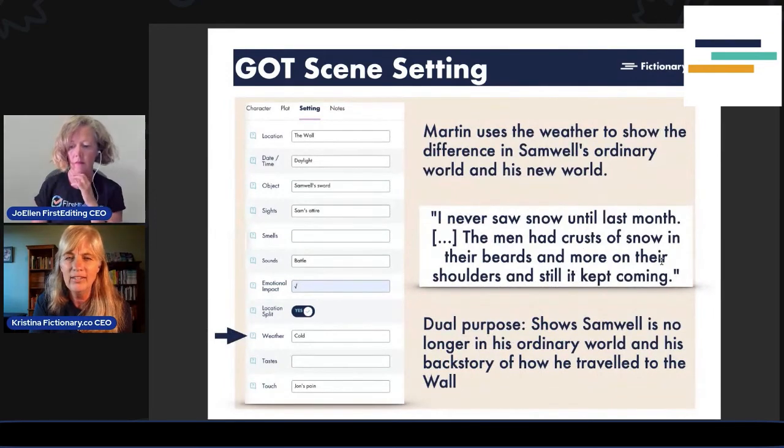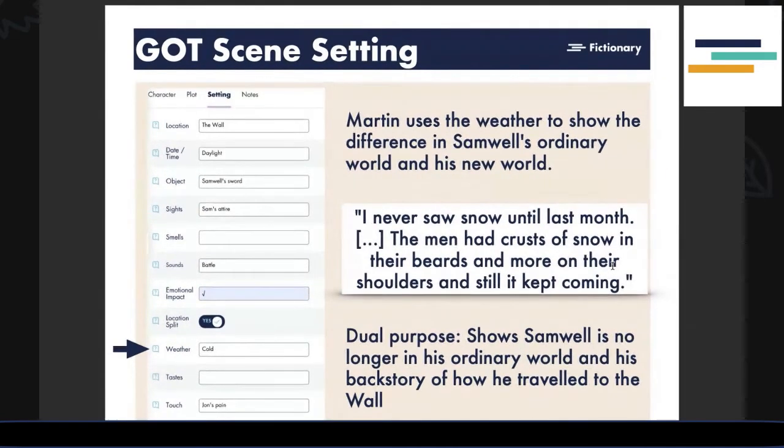And then weather. So he uses weather to show backstory, but he uses weather in an interesting way. So throughout the scene you can feel it is really, really cold. But one of the things he does is he uses it to show the difference between Samuel's ordinary world and his new world, so the reader understands more of his struggle. And at one point, Samuel says, "I never saw snow until last month." And then there's a bit of other stuff in there. And the men had crusts of snow in their beards and more on their shoulders, and it still kept coming.